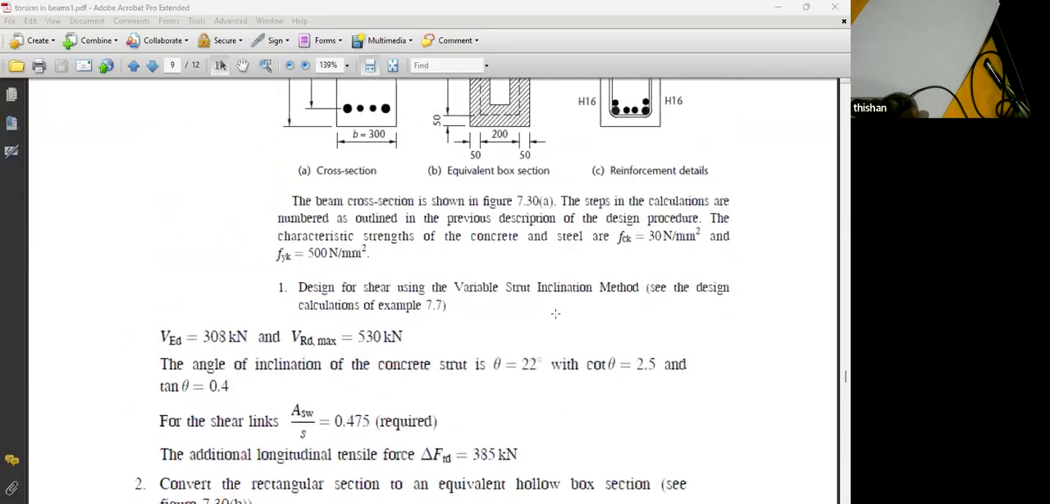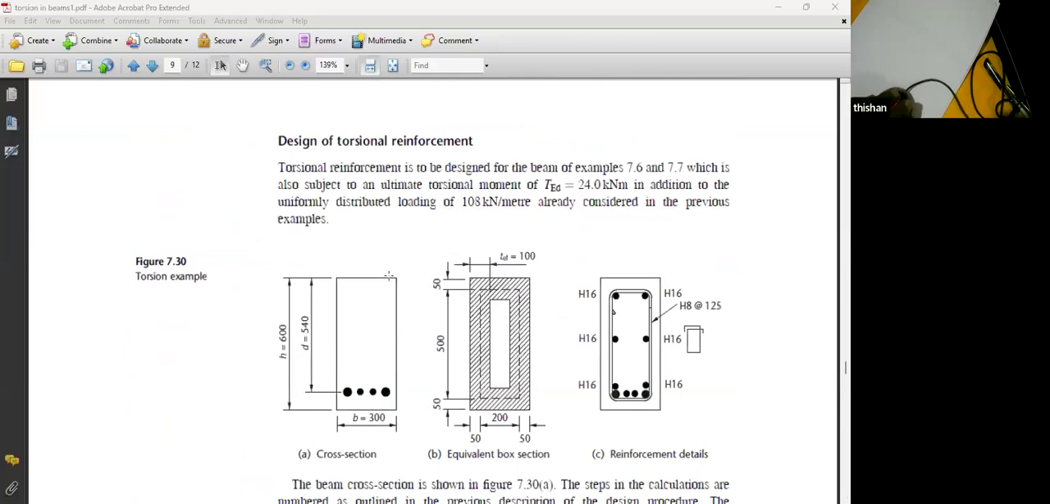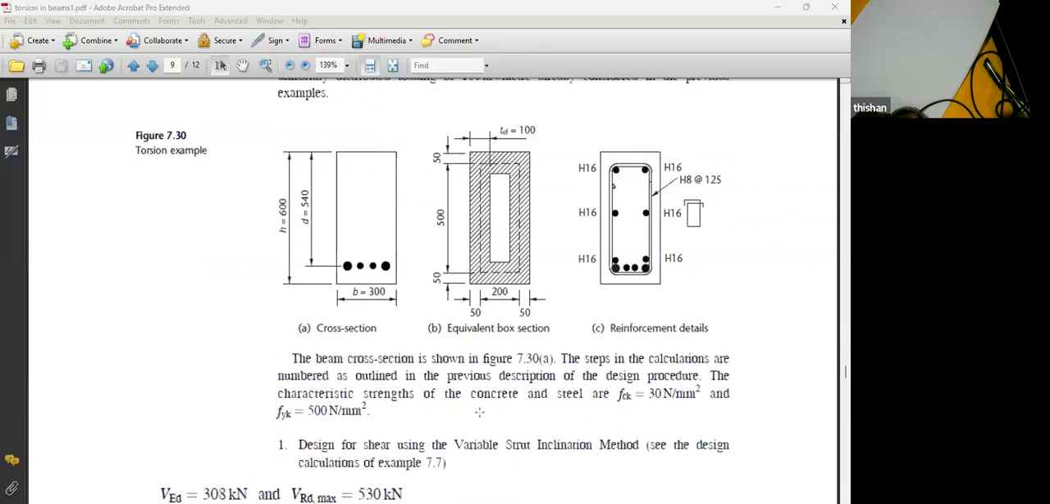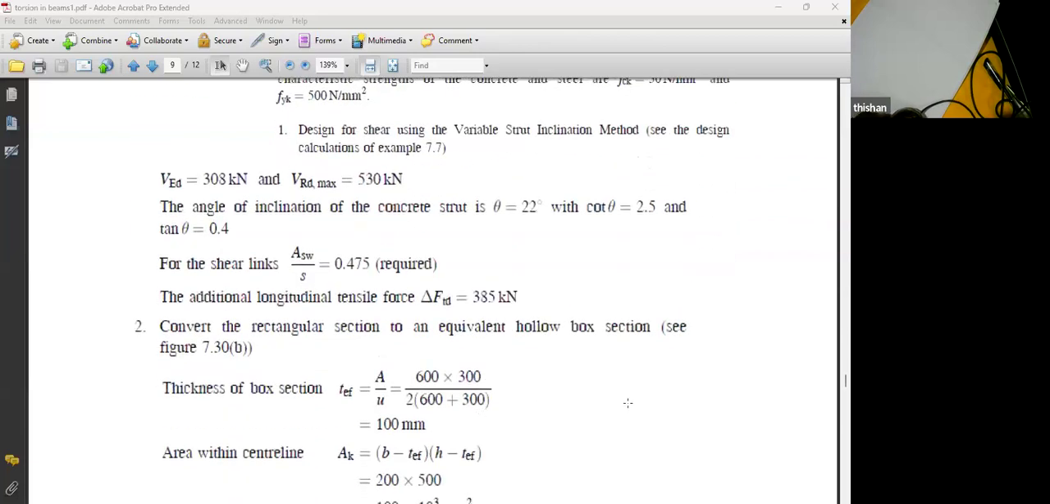What is A? A is 600 by 300. This is 600, this is 300. A is the total area of the section, so A is 300 multiplied by 600. What is U? U is the perimeter of the section, that is twice 600 plus 300. And when you do this calculation, you will find that the answer is 100 millimeters.